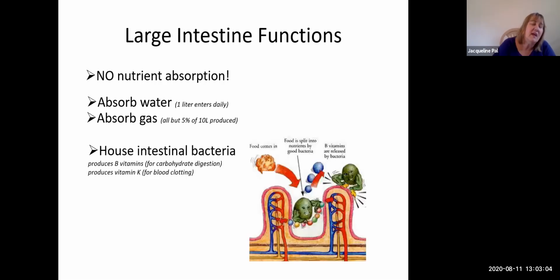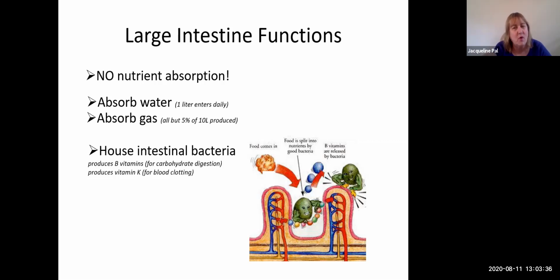All right. Now, in your large intestine, you have the equivalent of a house band, in that you have intestinal bacteria that live there, especially in the rectal area. The more distal you are, the higher the bacterial count. They are very important because they actually produce B vitamins, which are important for carbohydrate digestion. They are also responsible for producing vitamin K. And you go, wait a minute, I think vitamin K came from the liver. Well, it does there as well.